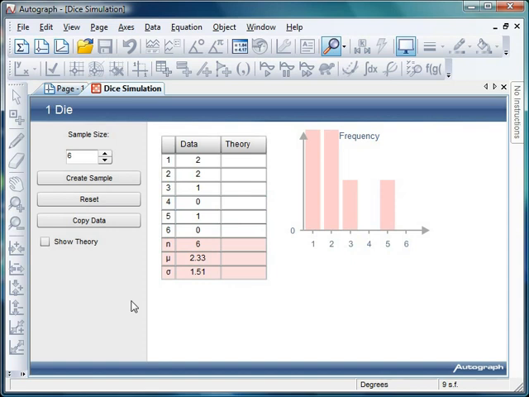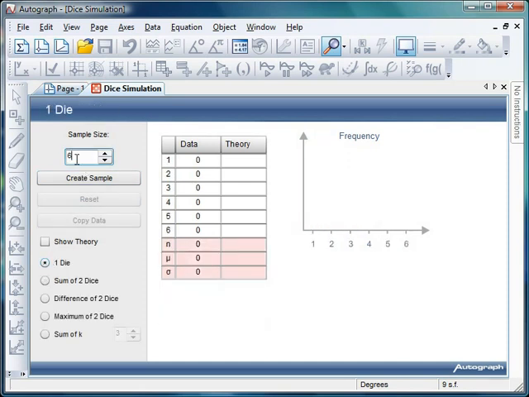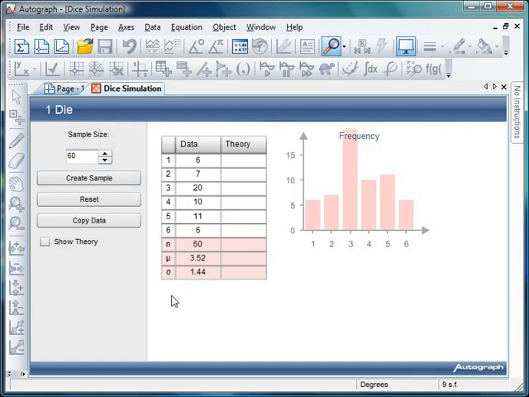And then I say to the students, okay, how about if I did this 60 times? What would happen? Would that give us the same kind of results or different kind of results? And why would that be? So let's have a look. Let's just reset that. One dice 60 times, create sample. And this time we can see that number three is absolutely flying now. The rest are fairly even numbers, fairly even frequency for those numbers coming up.